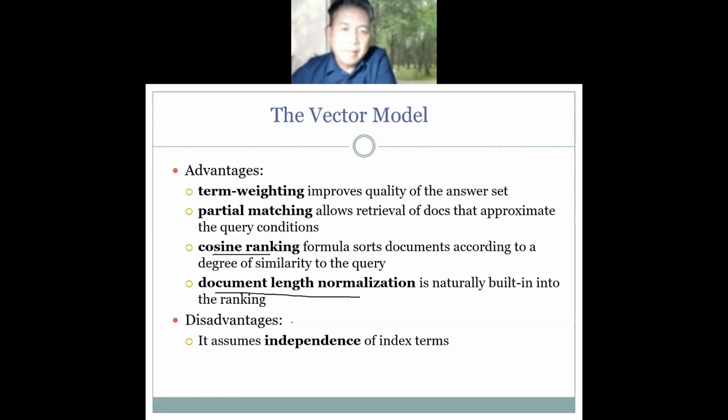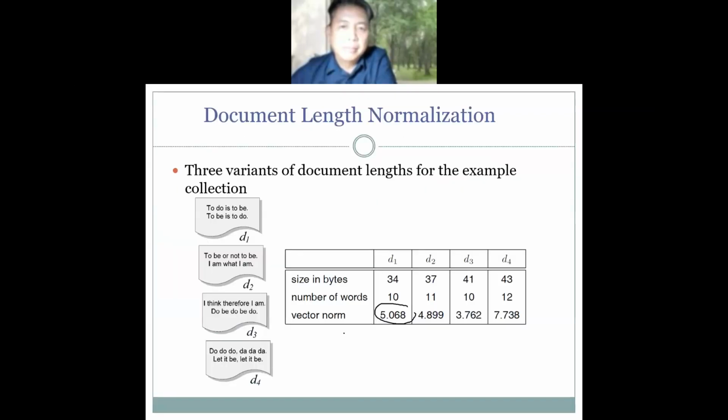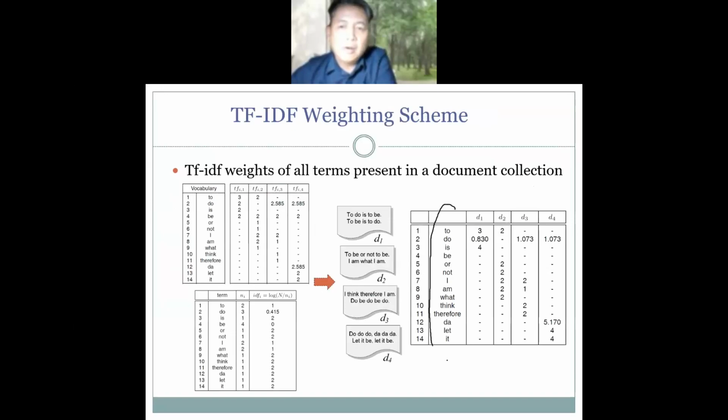Okay. But the disadvantage is that we assume independence of index terms, meaning that there is no relation between terms. If you look at the way we present the term-document, we assume that all of them are independent, meaning individual terms. So we do not account for to do or to do is. We just assume that individual terms are all independent of each other.